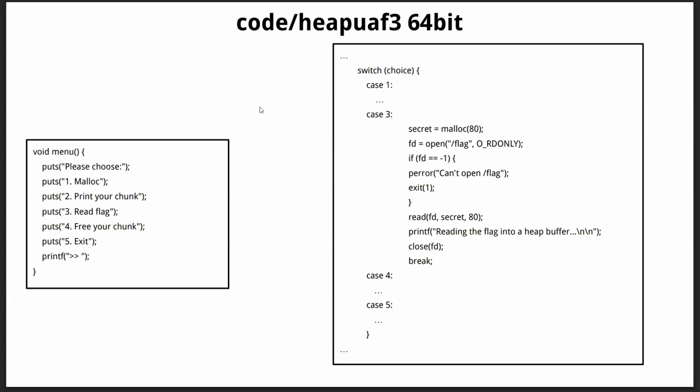So when you do read flag, it cannot read to your malloc area directly. When you do read, it will malloc, then read to there. There is also a free option. You can free your own chunk, then you can exit. That's it. So how can you exploit this? Anyone got it so far? Okay, got it.